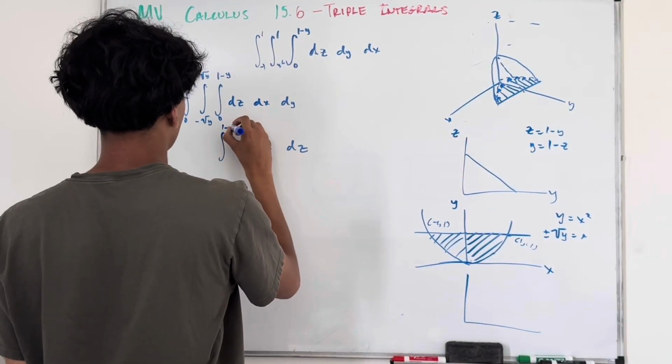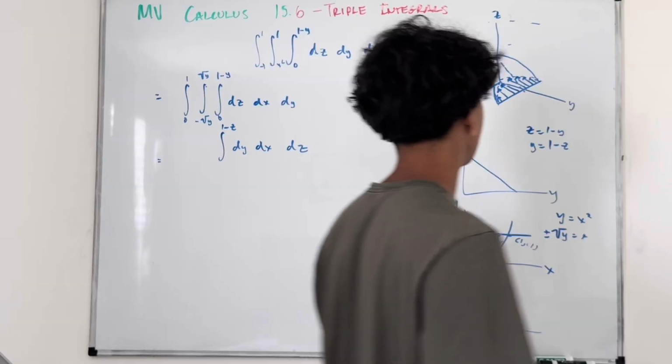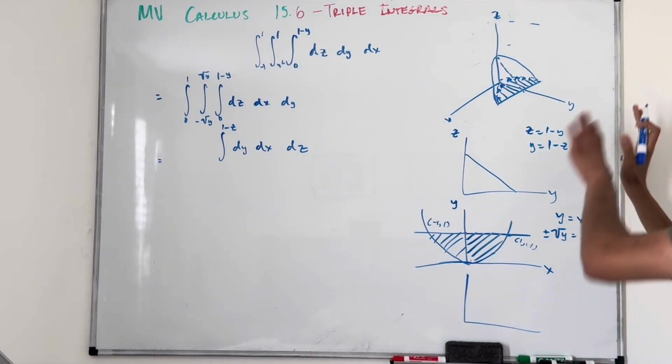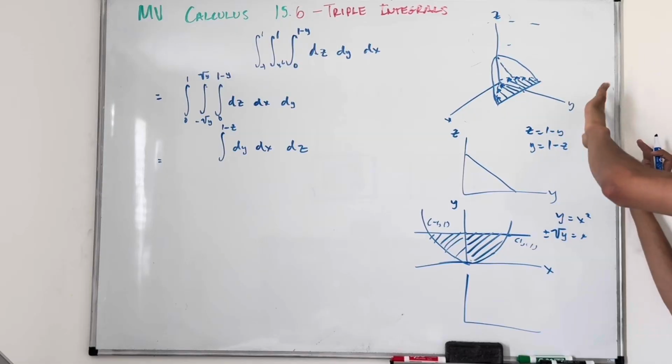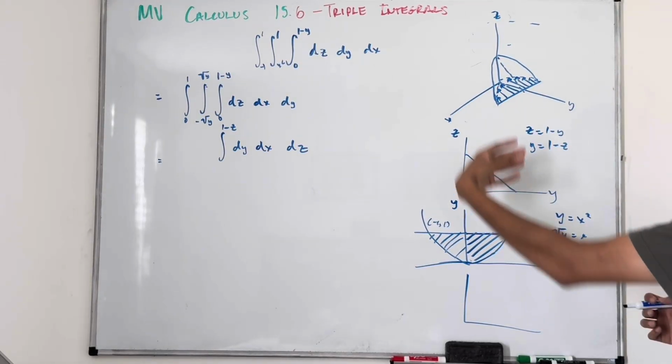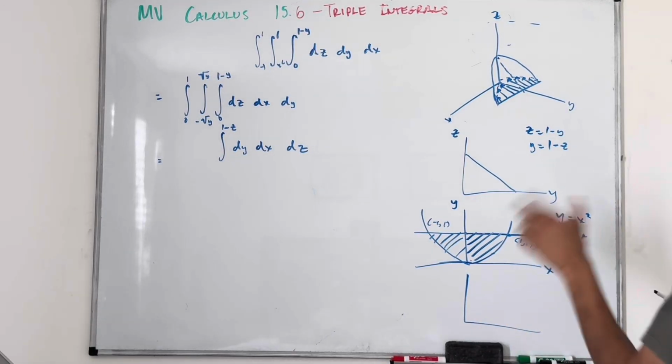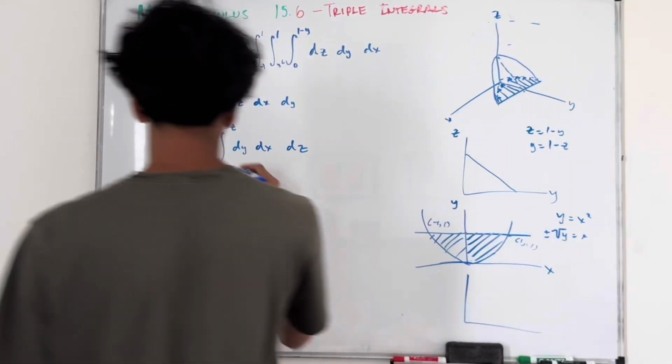And then my bottom bound. Remember, if I were to look at it as if this were the top, then the plane is the top, and the parabolic cylinder ends up being the bottom. That's just y equals x squared. So I'm going from 1 minus z to x squared.